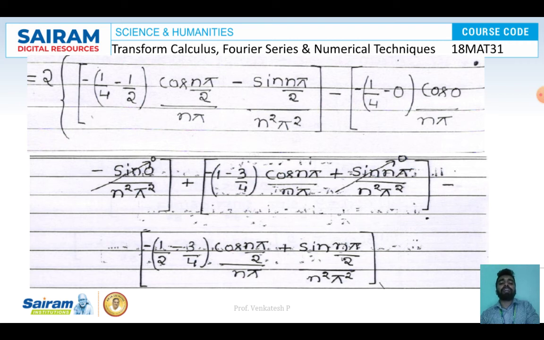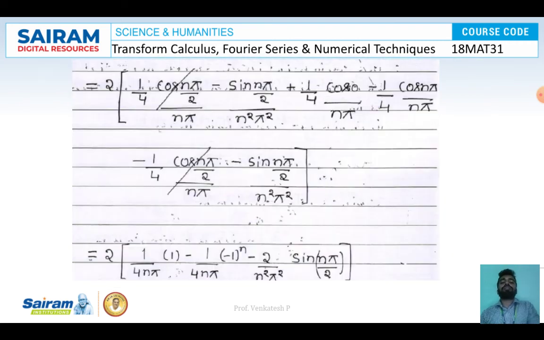As you know that sin n pi is 0, sin 0 is also 0. So after simplifying this, we got the equation like 2 into [1/4 cos(n pi by 2) by n pi minus sin(n pi by 2) by n square pi square plus 1/4 cos 0 by n pi minus 1/4 cos(n pi) by n pi minus 1/4 cos(n pi by 2) by n pi minus sin(n pi by 2) by n square pi square]. After simplifying this, we can cancel these two, and we got the value like 2 times of 1 by 4 n pi into 1 minus 1 by 4 n pi into (minus 1) power n, minus 2 times of n square pi square into sin(n pi by 2).